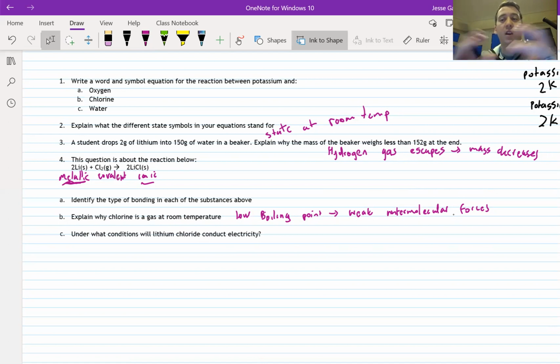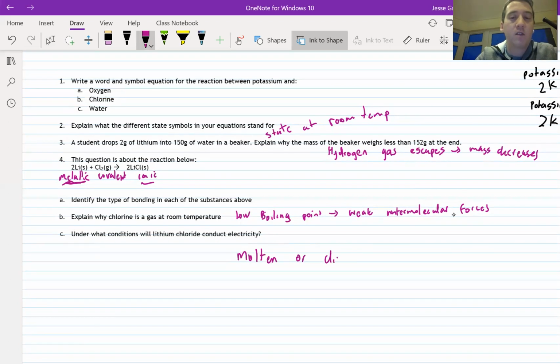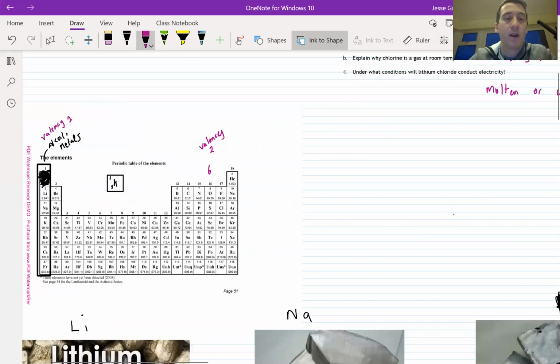But when they're in their solid state, they're not able to move. They have charged particles, but they can't flow. So they can only flow when molten or dissolved. So when you melt the solid and turn it into a liquid, then the particles can flow. When you dissolve them, put them in water, then this separates the ions out and they can flow. So they are the conditions. Well done if you said that. Okay.